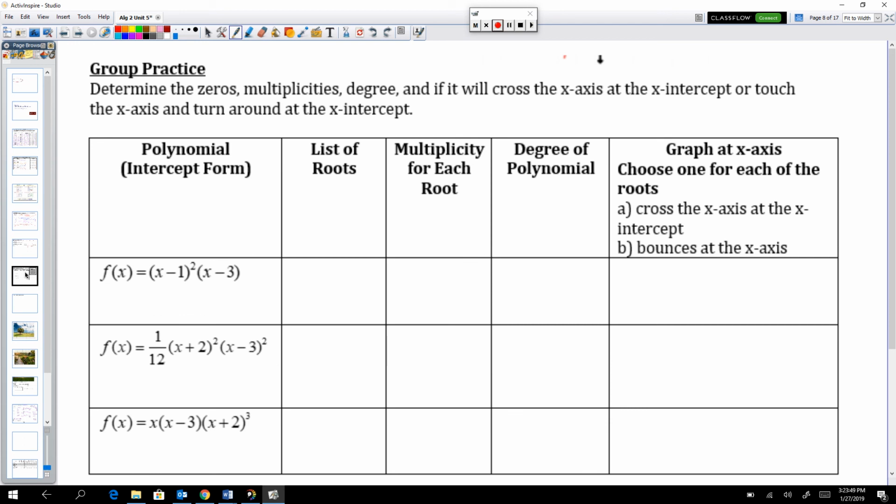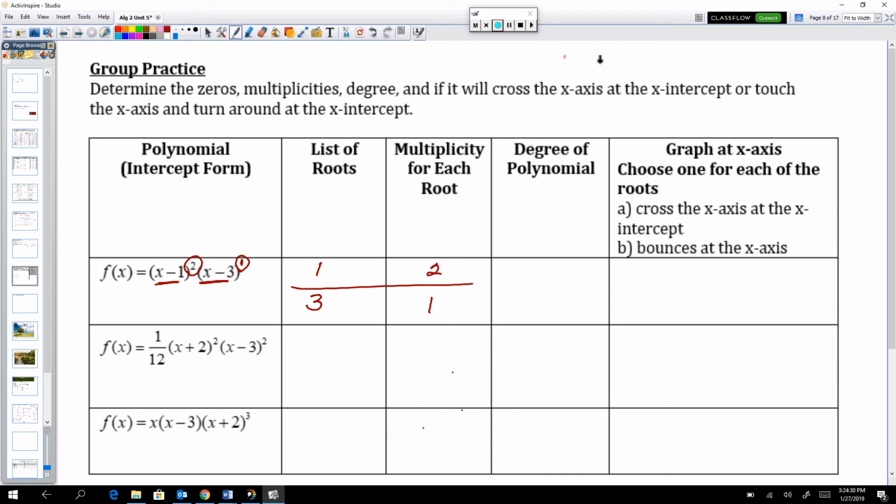So if I look at this first polynomial, I notice that there are 2 roots shown, right here and right here. The factor x minus 1 causes a root 1. The factor x minus 3 causes a root 3. So this graph is interacting at the x-axis at 1 and 3. The multiplicity of each of these roots. The multiplicity of the root 1 is a multiplicity of 2. And the root 3 has a multiplicity of 1. That little invisible power of 1 means it has a multiplicity of 1.